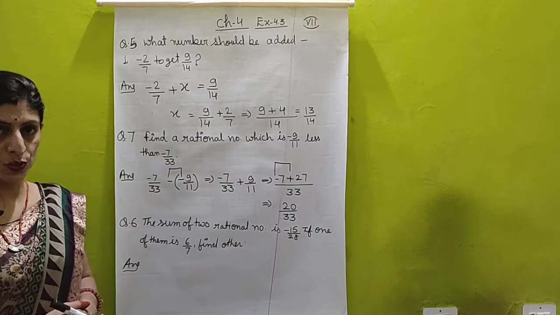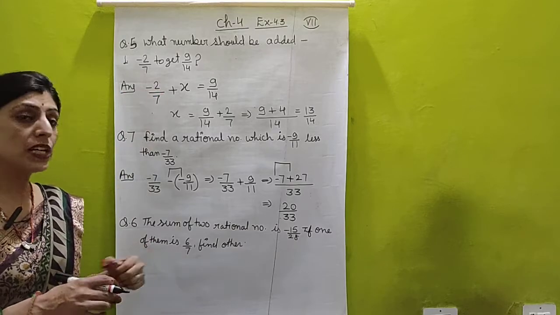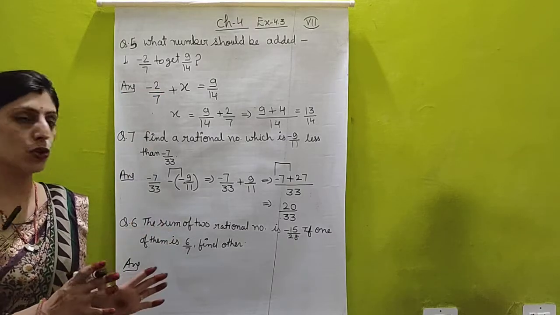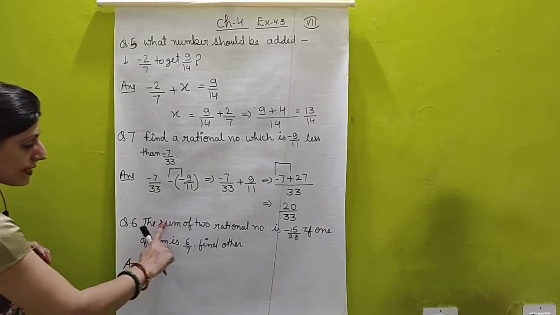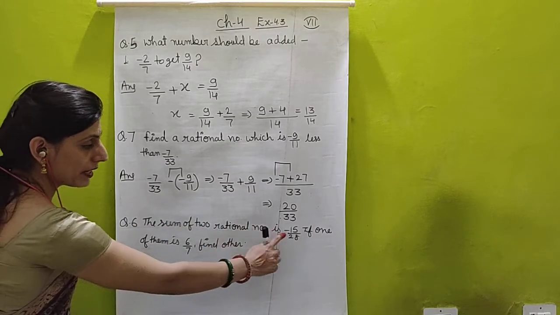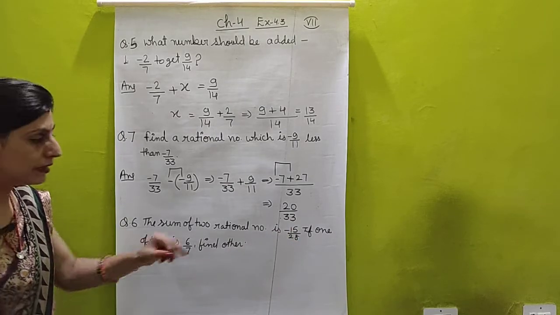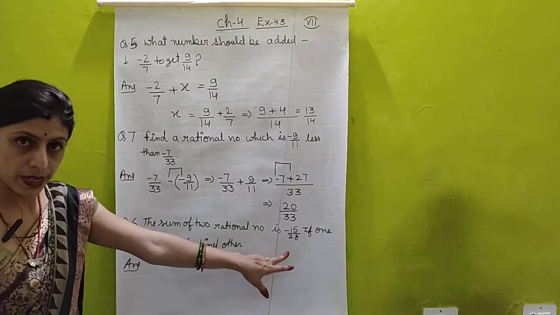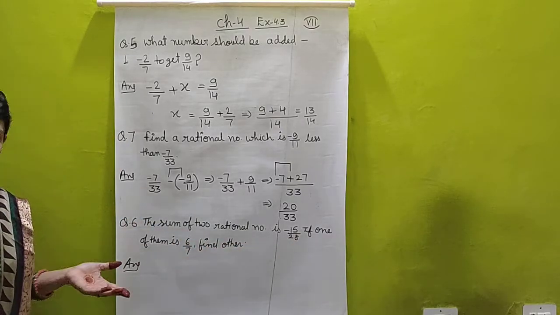Question number 6, student, is similar with the question number 5. So here only clue I am giving you. Full I will not solve. Full you can do with yourself. The sum of two rational number is minus 15 upon 28. If one of them is 6 upon 7, find other.